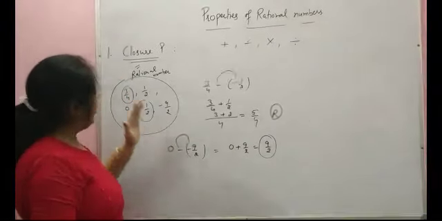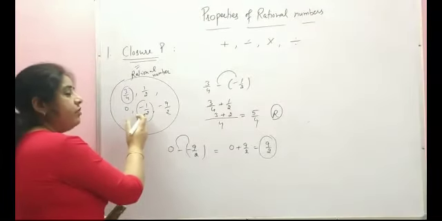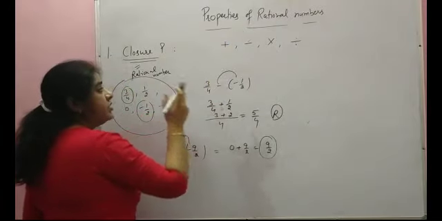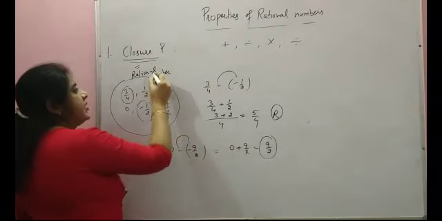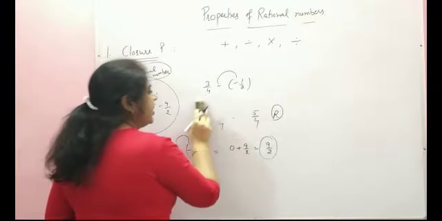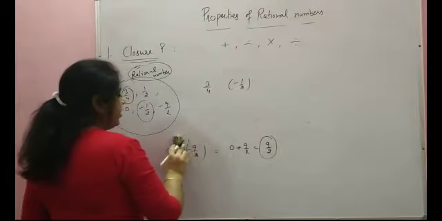Same, any other two examples, any two rational numbers if we take, we just add them or subtract them, the answer will always be a rational number. Now you can take other examples or the same rational numbers.